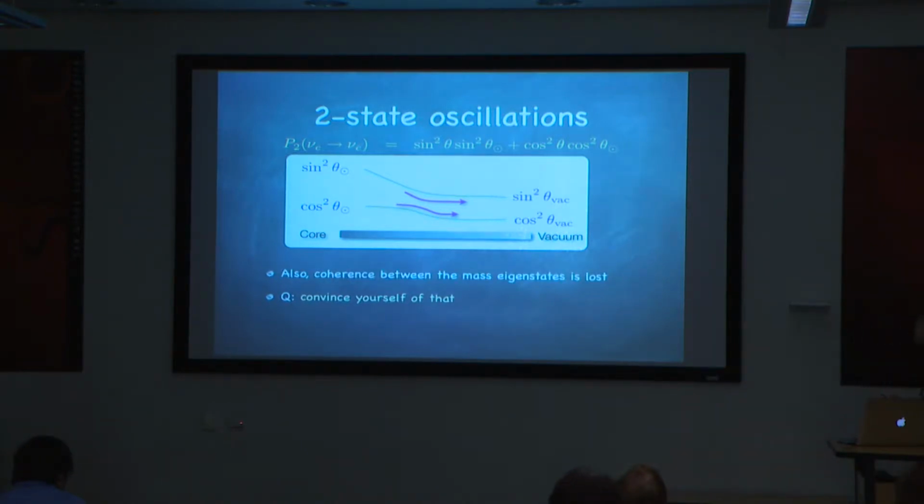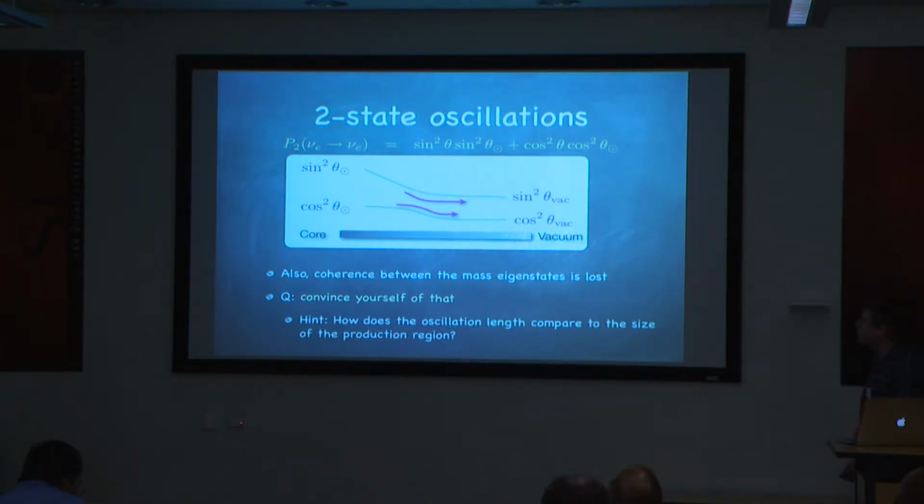Another thing is that when I wrote this equation, I left out the interference term between these 2 states. There are several ways that this interference term disappears. For example, if you consider that the region has a finite production size, the size of the production region is much bigger than the neutrino oscillation length. So the phases average out in that way. But you should think and convince yourself of that.